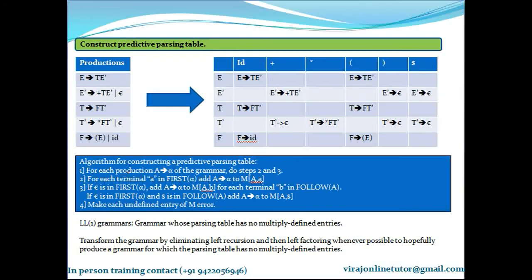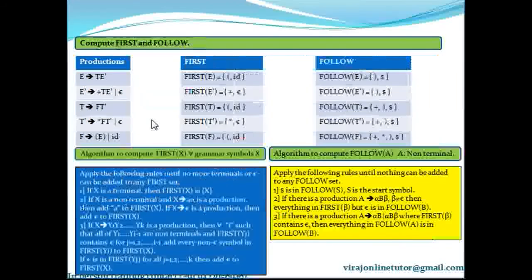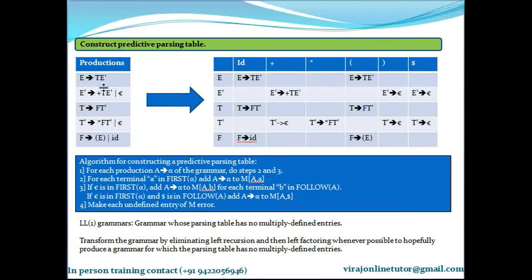Okay, so let's solve that. Does first of right hand side contain epsilon in this? What is first of T? First of T is open bracket and ID. Since first of T does not contain epsilon in it, I don't go ahead. That means first of right hand side does not contain epsilon here. Let's take this example of the y1, y2, y3 format. First of plus is plus, which does not contain epsilon, so I stop. So first of right hand side is plus, which does not contain epsilon here.